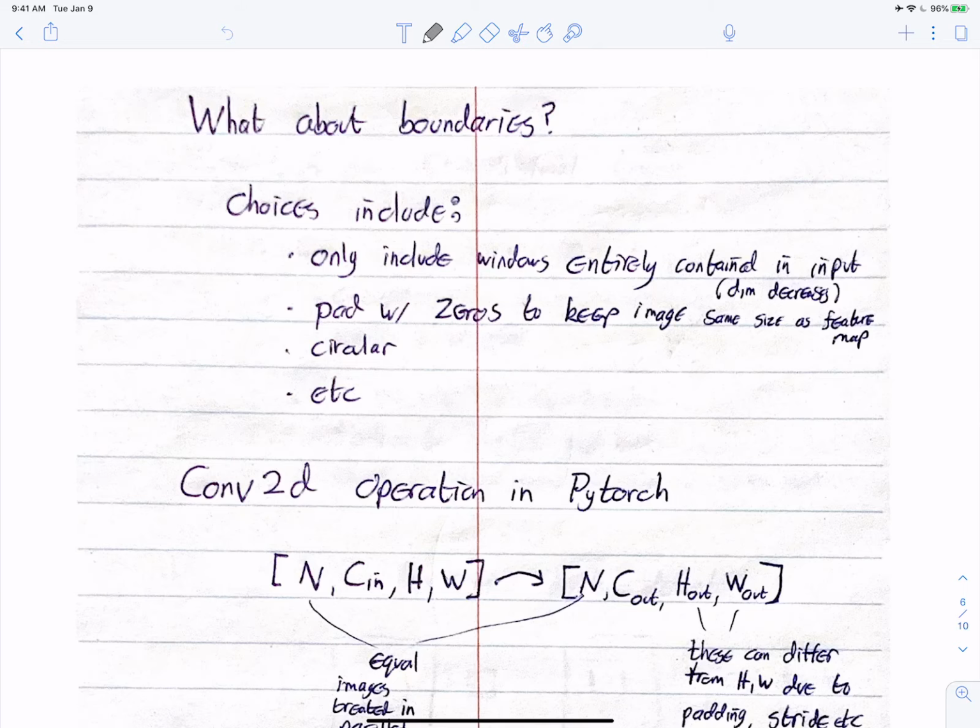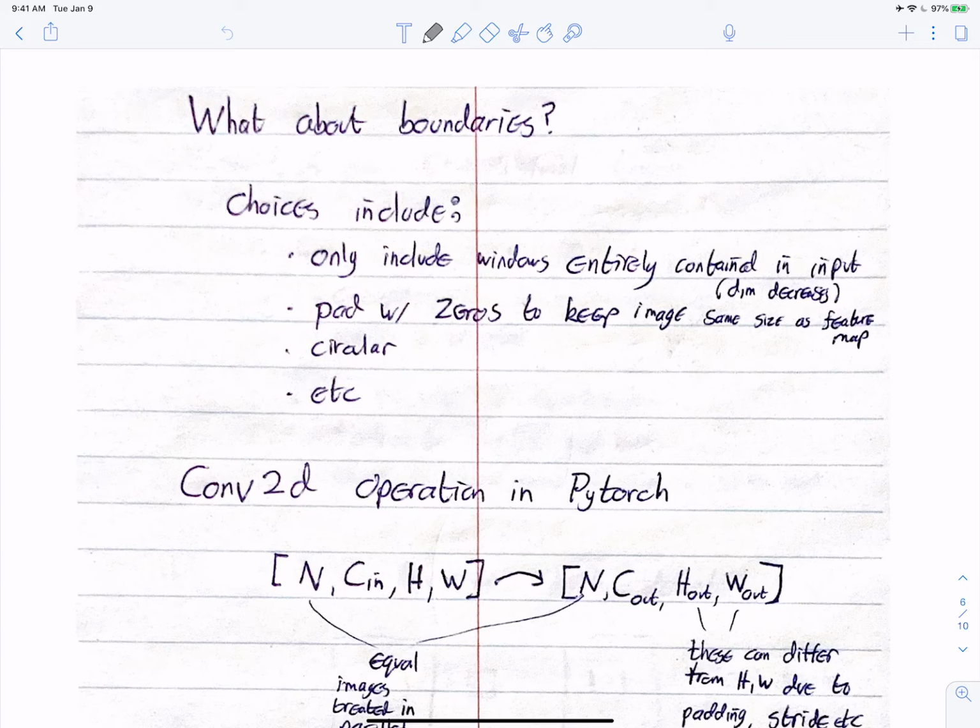So we have to think about boundaries. And here, there are several choices that we can make. One is we could only include windows that are entirely contained in the input. This is kind of like what we showed before. And here the issue is that the dimension of those images decreases.